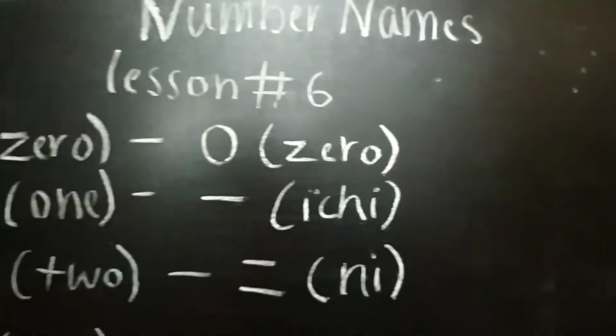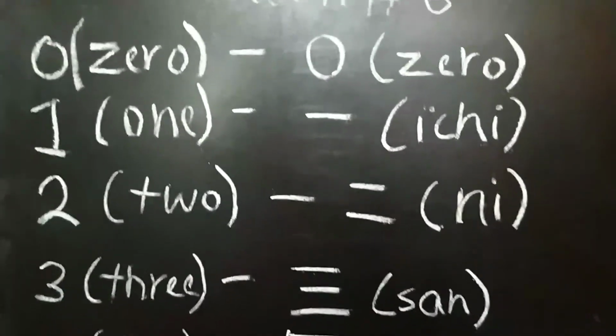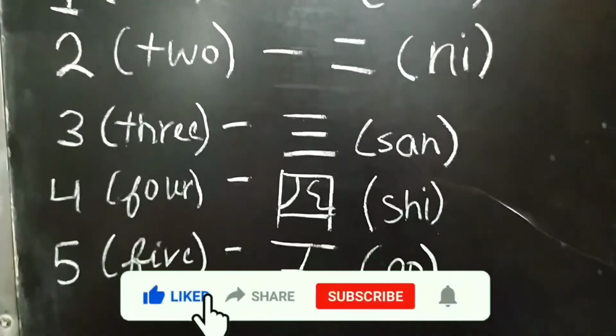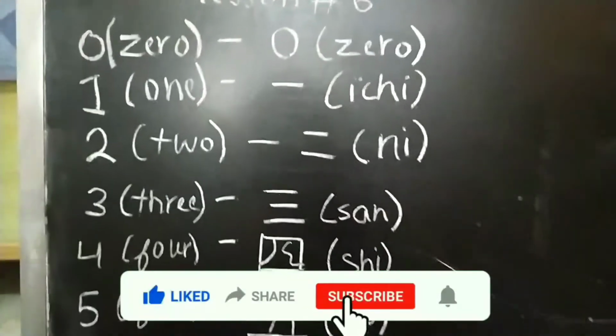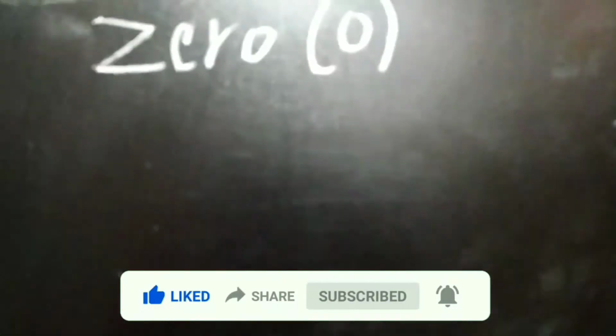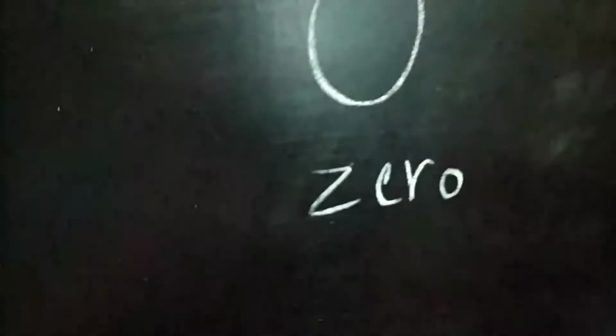Number names in Japanese. So, lesson number 6. 0 or 3. 1, ichi. 2, ni. 3, san. 4, shi. 5, go. So, let's write 0. 0 is written as 0 only. If you don't know, let me tell you.